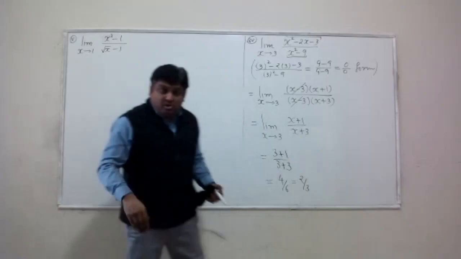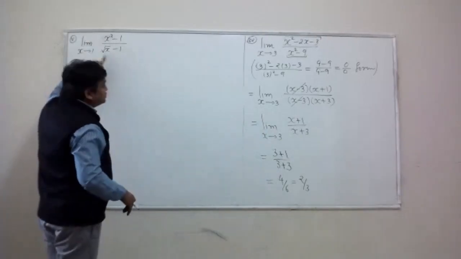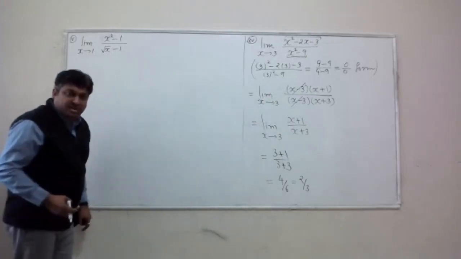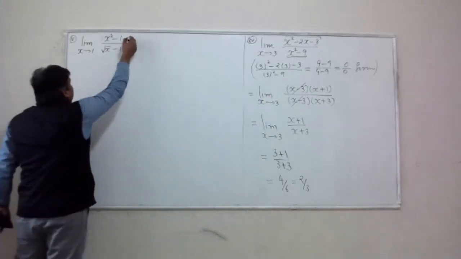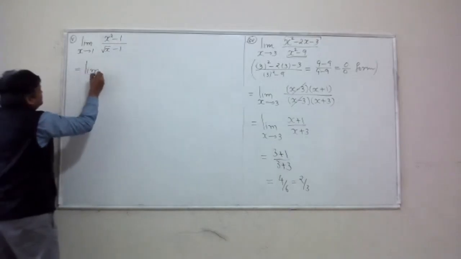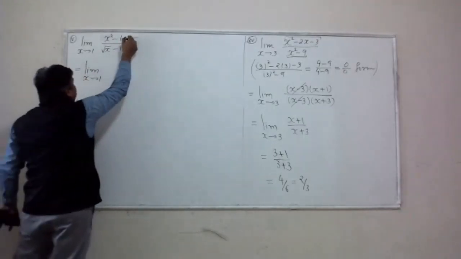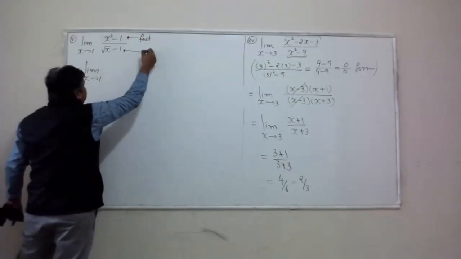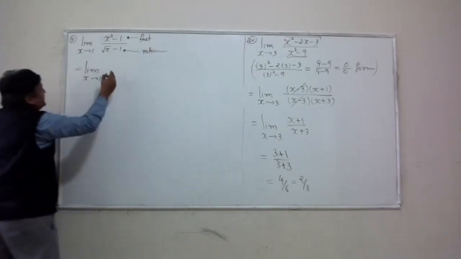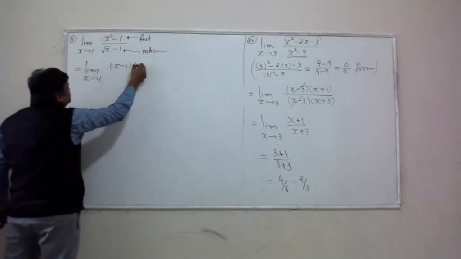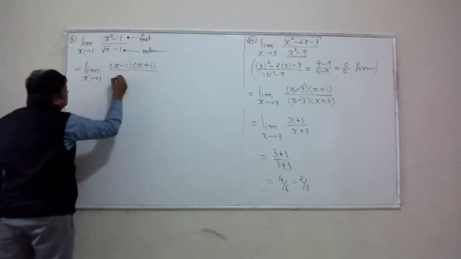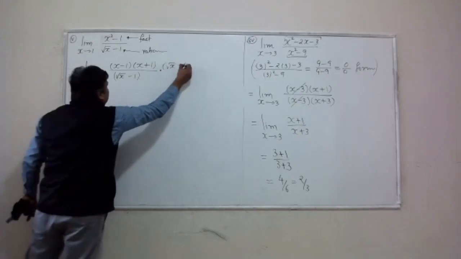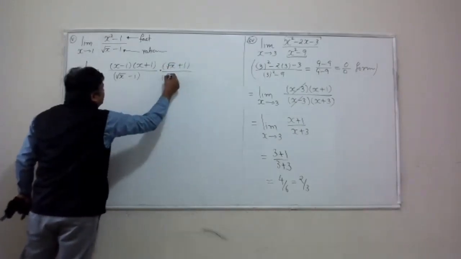I would like to make the problematic portion visible using factorization, rationalization, or algebraic simplification. This is a polynomial, so factorization is what I need to use for the top expression. This is a radical expression, so rationalization is what I need to use there. If you factorize the top, you get x minus 1, x plus 1. If you rationalize the bottom, you will have to multiply and divide your expression by square root of x plus 1.